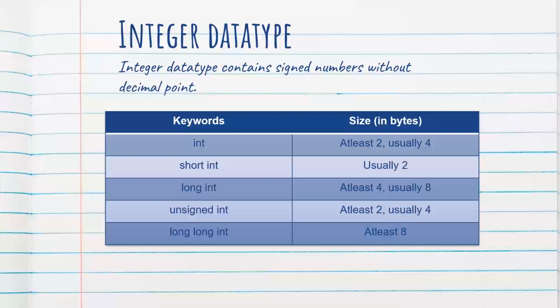The second keyword is short int, and it can occupy 2 bytes. The third one is long int. It has bigger capacity than int, and it can store 8 bytes. Similarly, there is unsigned int, and it can store 4 bytes. Long long, it can store more than 8 bytes.